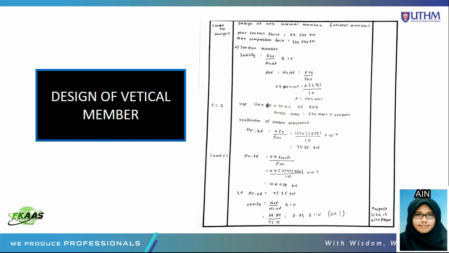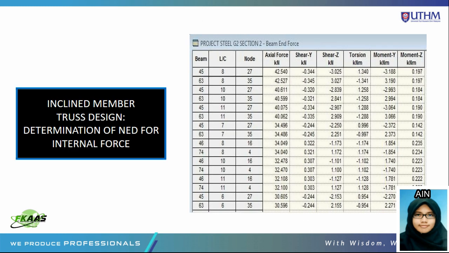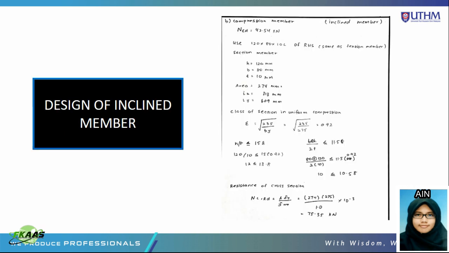69.805 over 75.35, which is equal to 0.93, less than 1.0, so the proposed size is acceptable. For the incline member, NED is 42.54 kN. You use 120 multiplied by 80 multiplied by 10 L of RHS, same as the tension member.